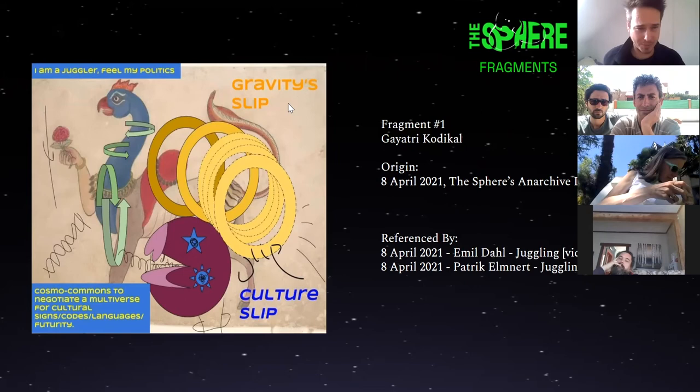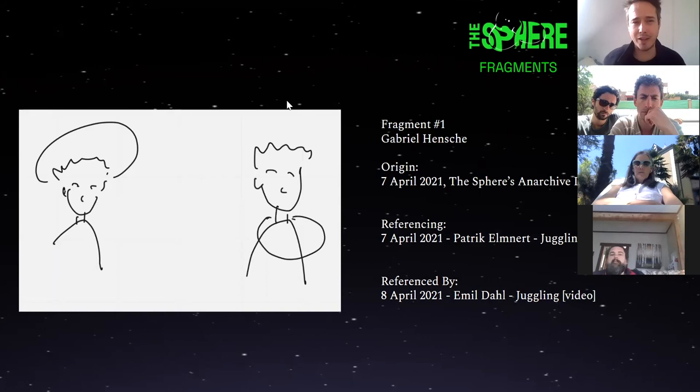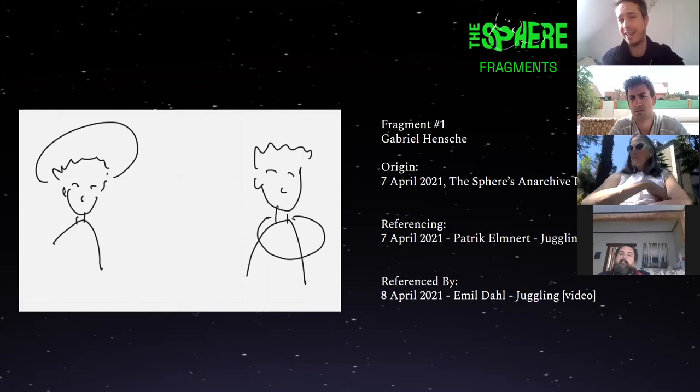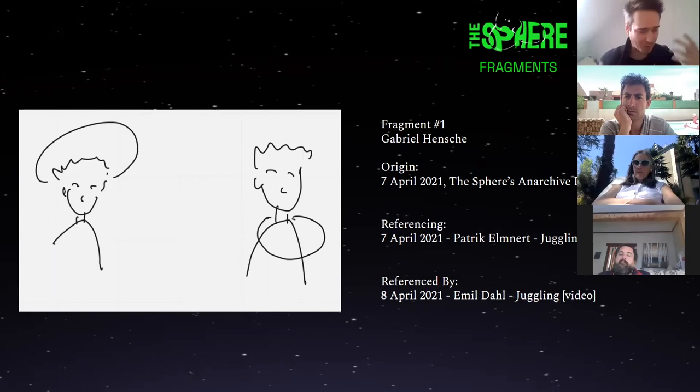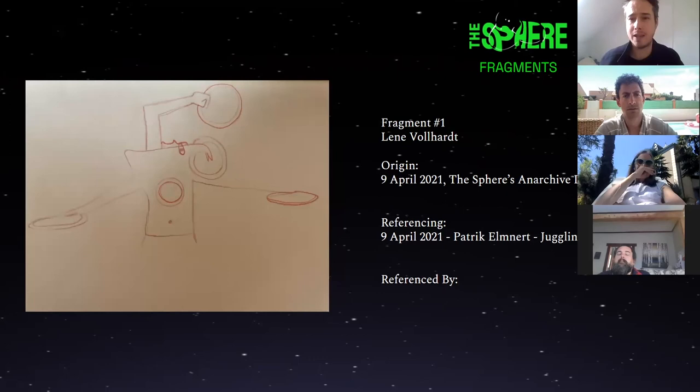These next two fragments, Joel, you correct me if I'm wrong, are a little bit closer to the movement of juggling itself. They were picked up by the jugglers while we were iterating back and forth between the performances happening in the space. These fragments were generated while juggling performances were going on in Stockholm. People were attending online, iterating, writing, drawing. If I remember correctly, these two fragments, one from Lene and the other from Gabriel, were picked up eventually and influenced the way the performance was going.